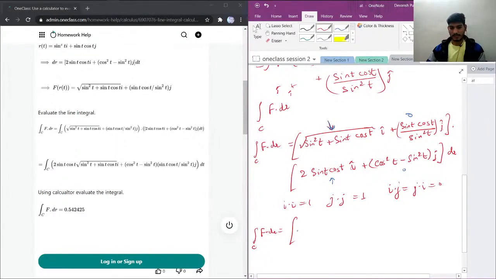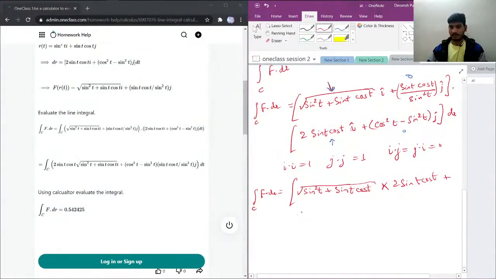So I will write square root of sine square t plus sine t cosine t, times, or just a multiplication sign, 2 sine t cosine t, plus then we have sine t cosine t over sine square t, this term is going to multiply with this term, multiplied by cosine square t minus sine square t.